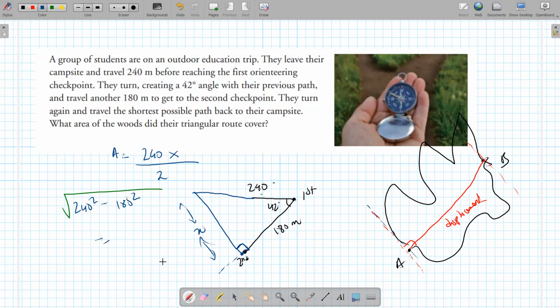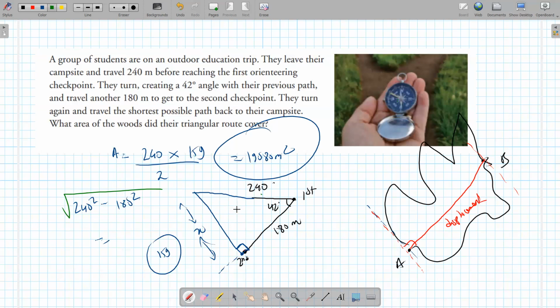So that side length there is some number. Give me a nice number. Nope, 159. So you just do 240 times 159 divided by 2, and that's the end of the question. 19,080 meters squared. That's the area they would have traversed. Or that's the area of the woods, this part in the middle. And we are done. Did that make sense?